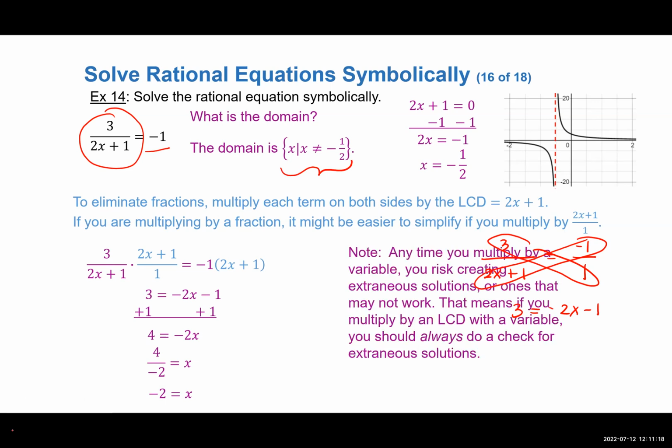Okay. And anytime you multiply by a variable, you do run the risk of creating extraneous solutions, ones that don't work. So you've got to always check your work. If you plug -2 in, you'll see that -2 does give you a value because it is part of our domain. The domain is just that x couldn't be -1/2.